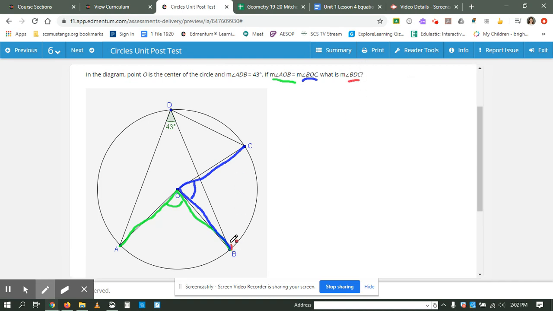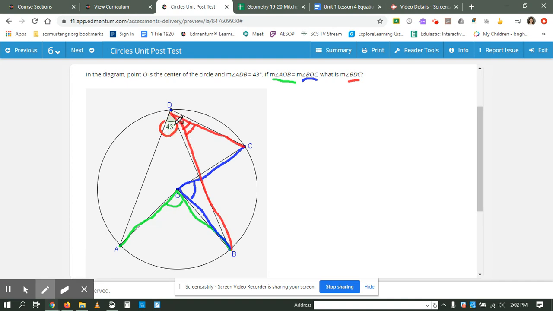what is the measure of angle BDC? So I'm looking for BDC. This is another one of those where you've got to figure out all the relationships to start from here and work your way over to that direction. So the only thing that we have to work with to start with is that 43 degrees. That's all we've got. So we've got to make that work.